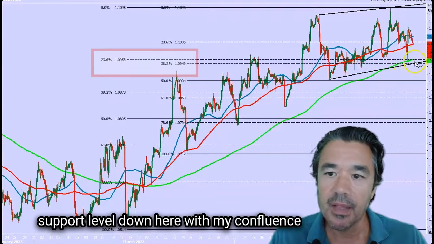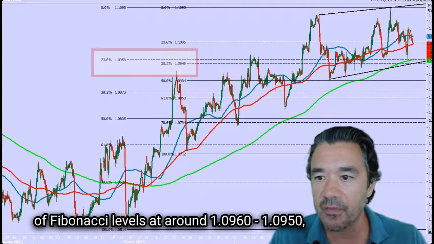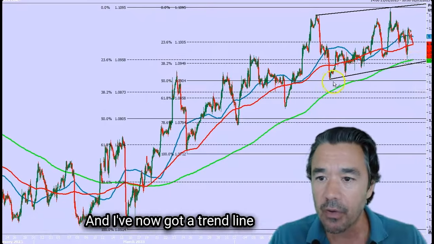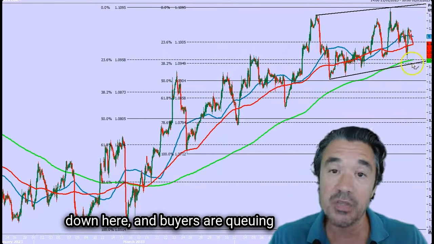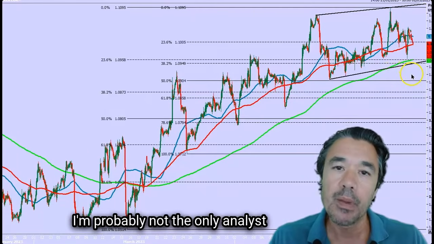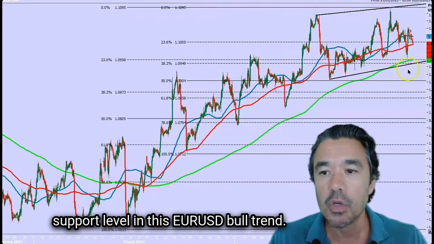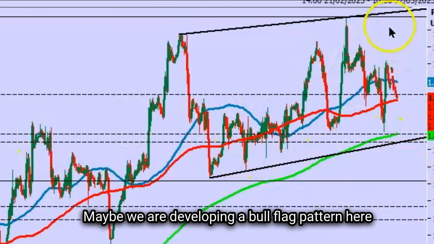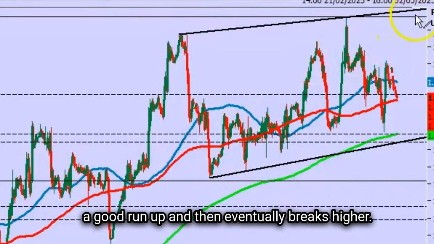Now that we have these set of fibs after this peak at 110.95, we have a very strong support level down here with my confluence of fib levels at around 109.60, 109.50, the 500-hour moving average, the green line, and I've now got a trend line from joining these two lows. So there is a huge amount of support down here. And buyers are queuing up to get in around that level. I'm probably not the only analyst who has figured out that that's a strong support level in this euro US dollar bull trend. Maybe we're developing a bull flag pattern here where the market consolidates and pauses after a good run up and then eventually breaks higher.